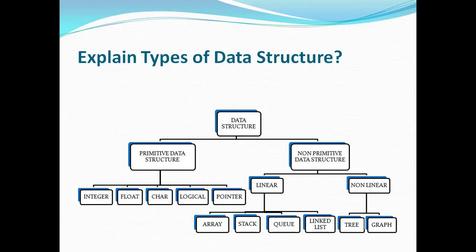Today we'll discuss the types of data structure. Data structures are divided into two types, primitive data structure and non-primitive data structure. Primitive data structures are classified into integer, float, character, logical and pointer. And non-primitive data structures are classified into two types, linear and non-linear. In linear type, they are array, stack, queue, linked list, and in the non-linear type, they are classified as trees and graphs.